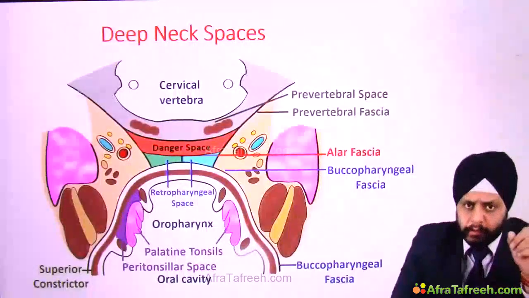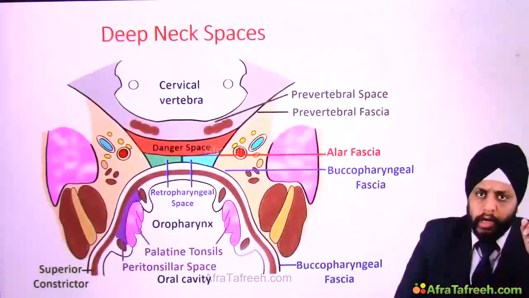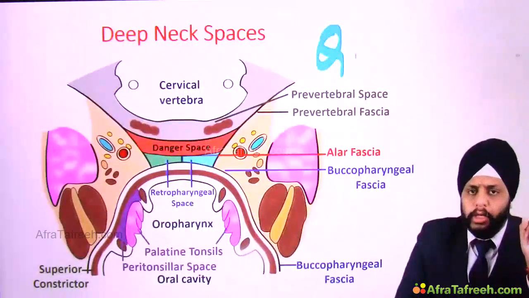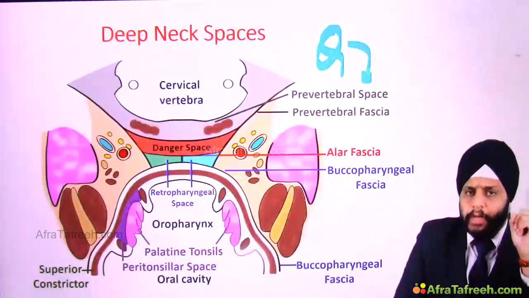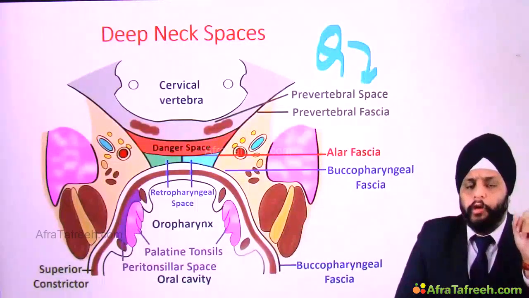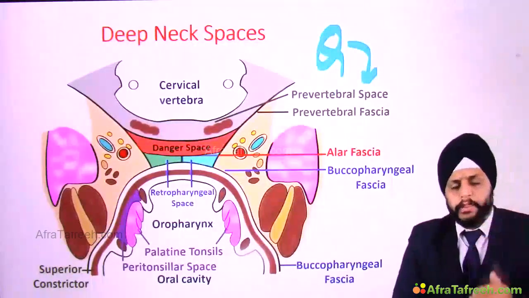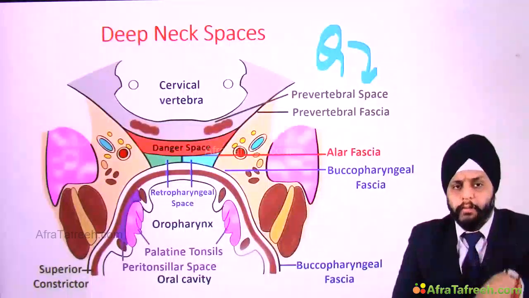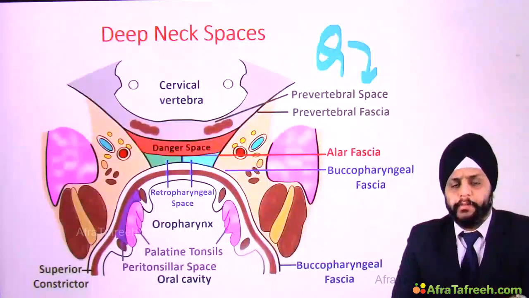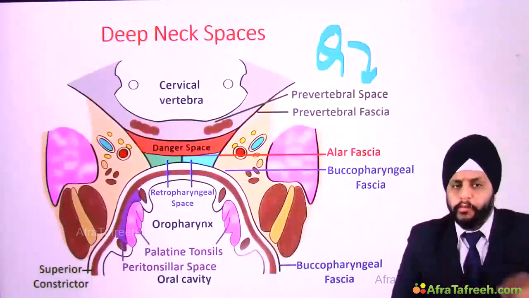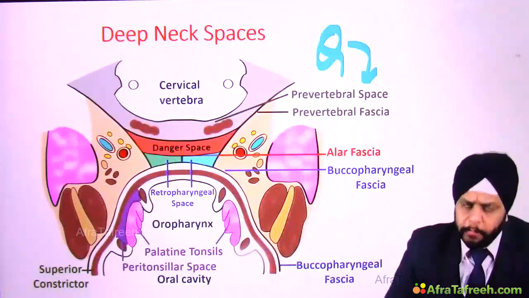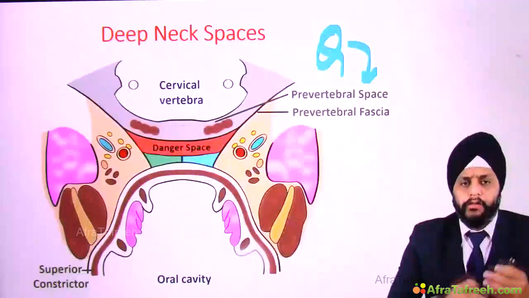Okay, that is an important question asked in the MCQs. This is an important question, how to differentiate a prevertebral space abscess from a retropharyngeal space abscess. Prevertebral space abscess is in the posterior pharyngeal wall midline. Retropharyngeal space abscess is on one side of the posterior pharyngeal wall. Right? Okay, now let's go ahead.